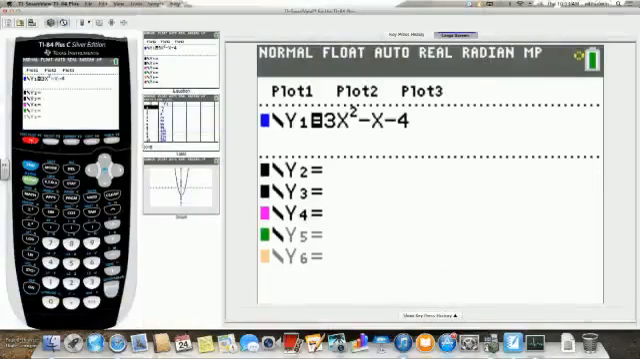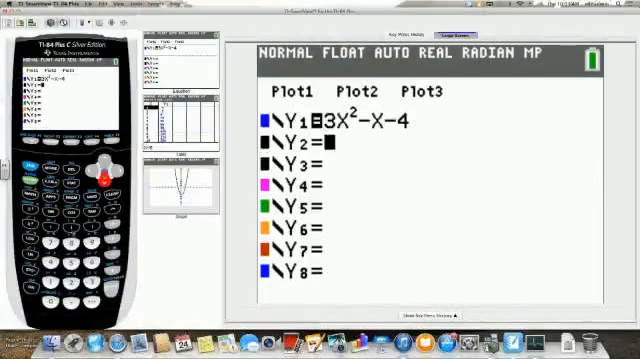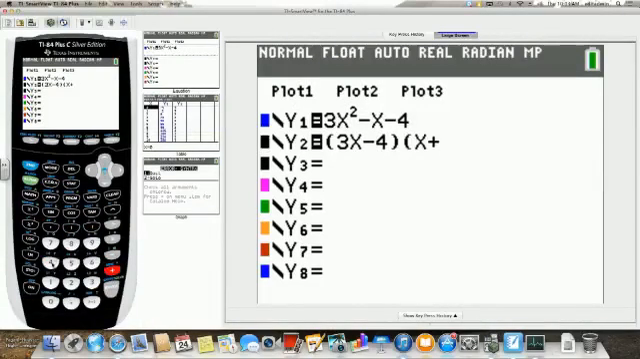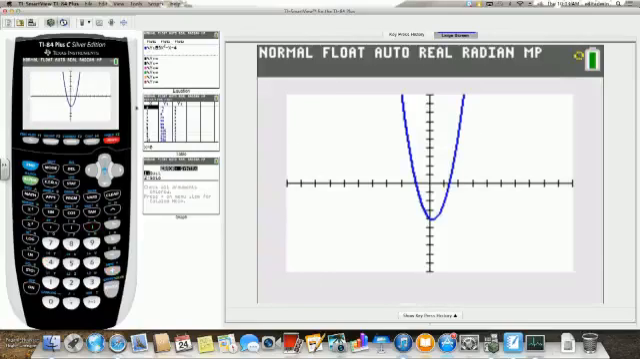All right? So I'm going to go back to the calculator, and in y2, I'm going to put 3x minus 4, x plus 4. Y equals, y2, 3x minus 4, x plus 4. All right, go ahead and press graph. Let's see what that looks like.